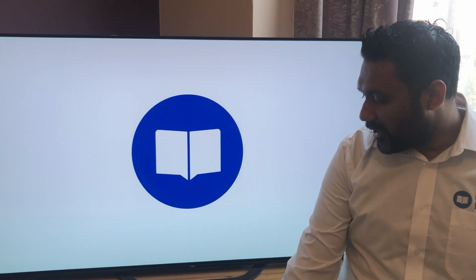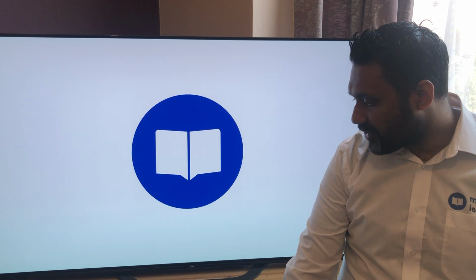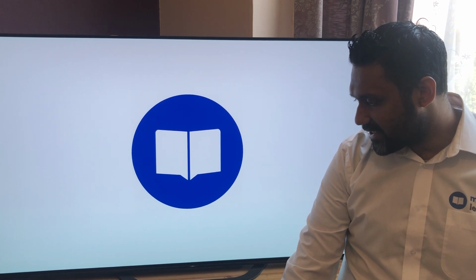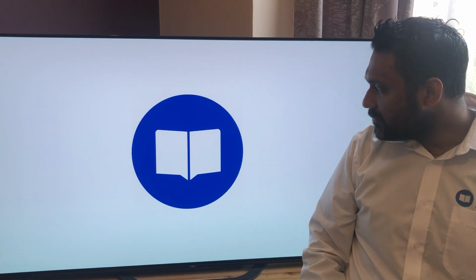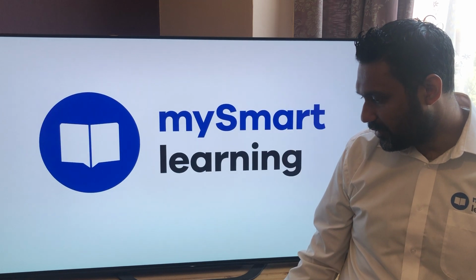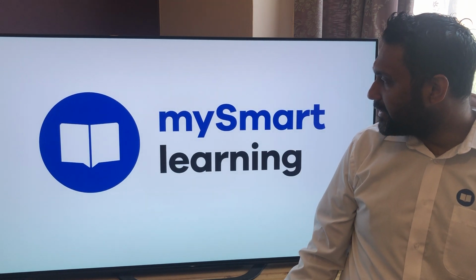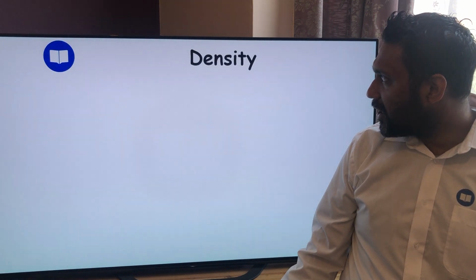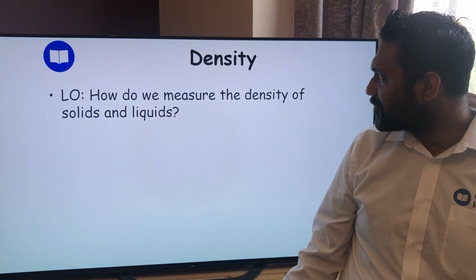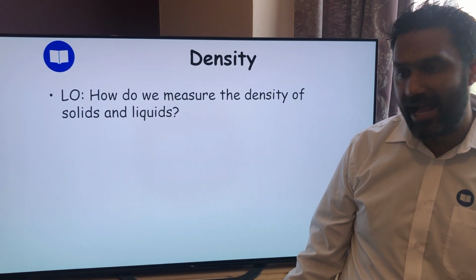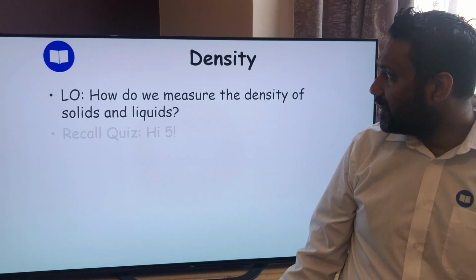So what we're focusing on today is density. Our learning objective is how do we measure the density of solids and liquids.